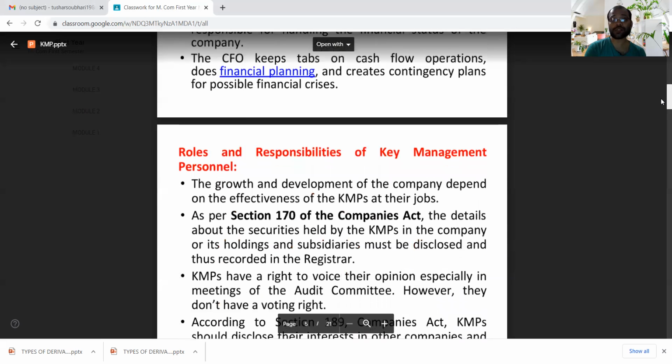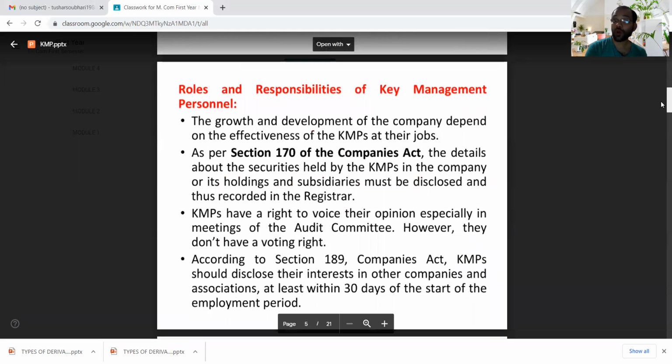Roles and responsibilities of the KMP. Growth and development of the company depends upon the effectiveness of the key managerial personnel at their jobs. As per section 170 of the Companies Act, the details about the securities held by the KMPs in the company or its holding and subsidiaries must be disclosed and thus recorded in the register.